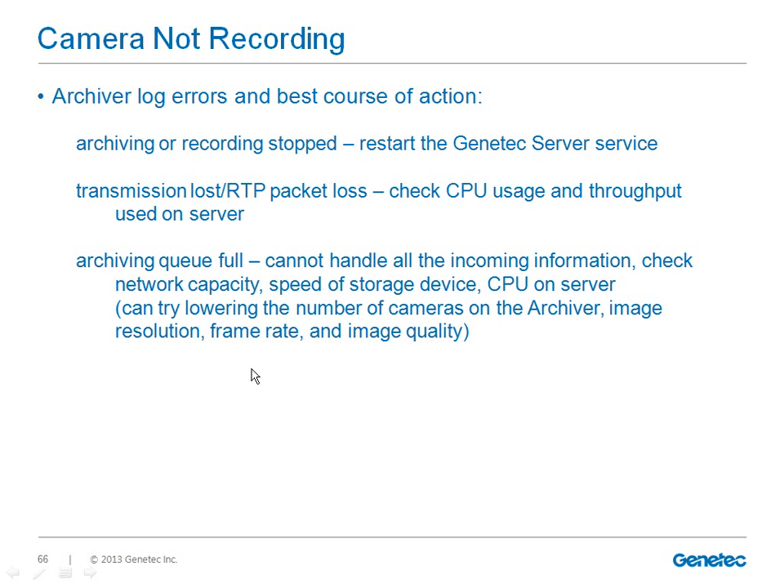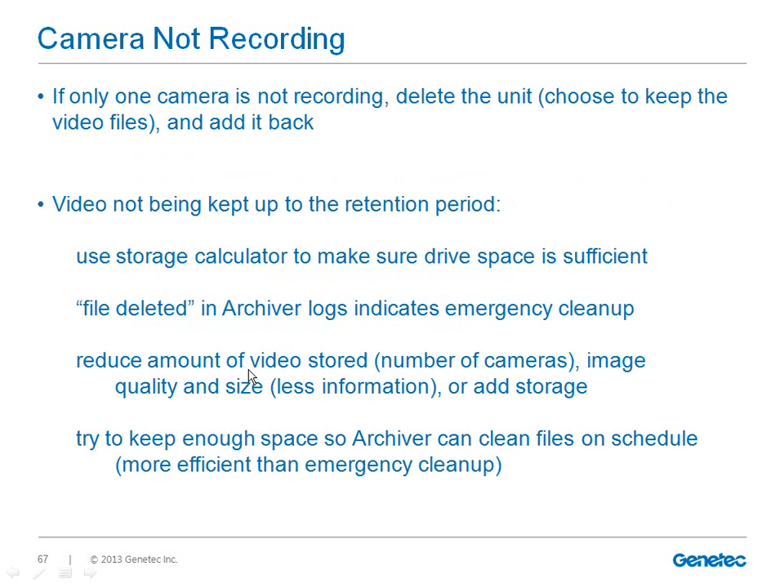You can try lowering the number of cameras that are recording and lowering the resolution and frame rate of the cameras to see if this helps bring the data load down to a level that the archiver can process. Now, in the situation where it's only one camera that's not recording, try to remove the unit, but you can keep the video, and then add the unit back in again. It may start recording once the archiver reestablishes the connection with the unit.